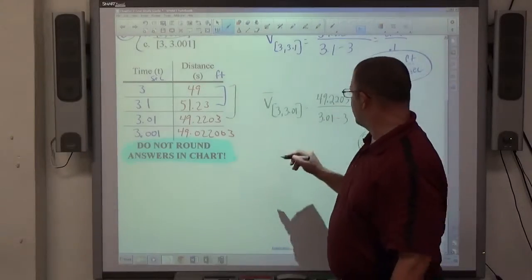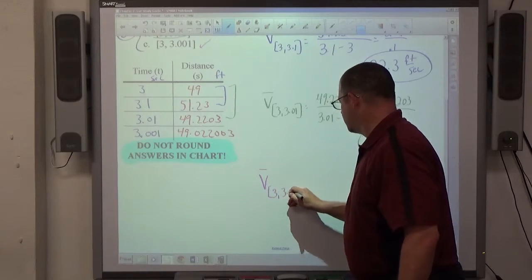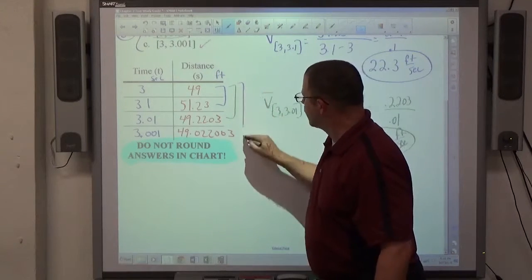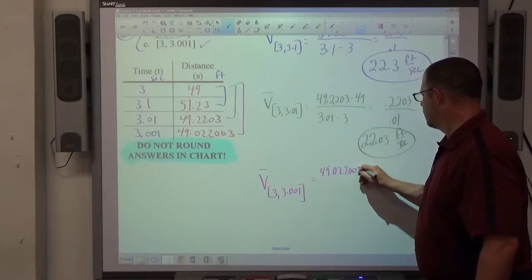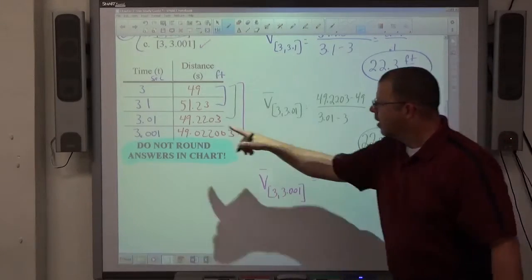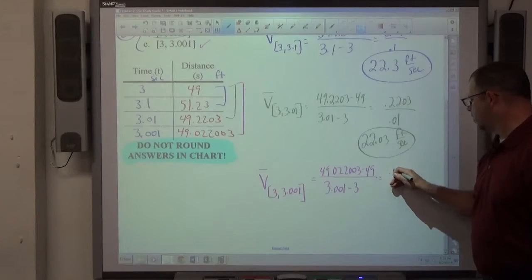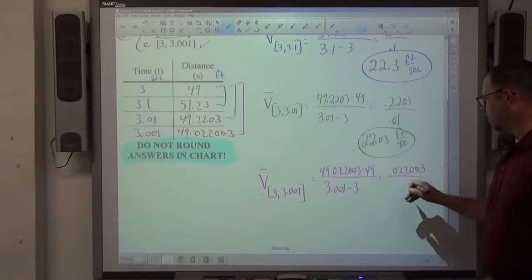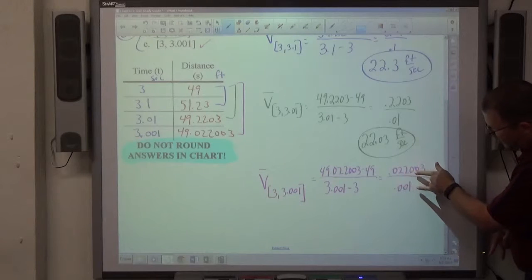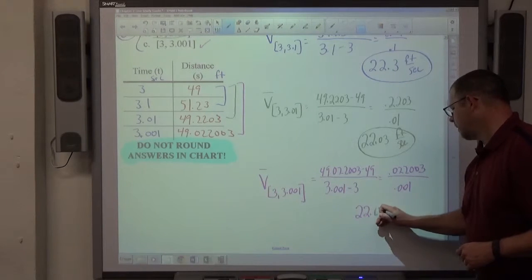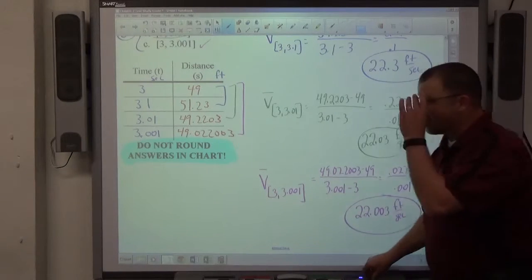The final one they're asking me for, velocity from 3 to 3.001. What's the slope between those 2 points? So 49.022003 minus 49 over 3.001 minus 3. That comes out to 0.022003 over 0.001. You travel that many feet in that many seconds. Move both decimal points 3 spaces to the right, I end up with 22.003 feet per second. That's all that's asking you to do.